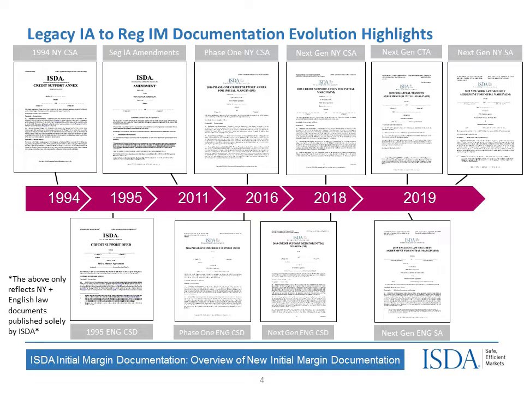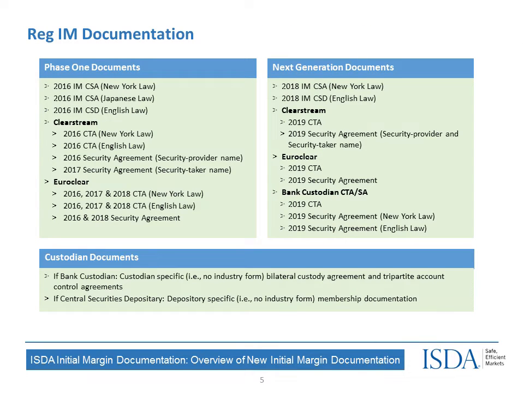Now, this is only really a flavor of the documents that have been published to date. And on the next slide, we show in more detail the specific documents that are available. And you'll see under Phase 1, there are documents under New York law, Japanese law, and English law. There are also specific documents that ISDA co-published with Clearstream and Euroclear for those specific offerings.